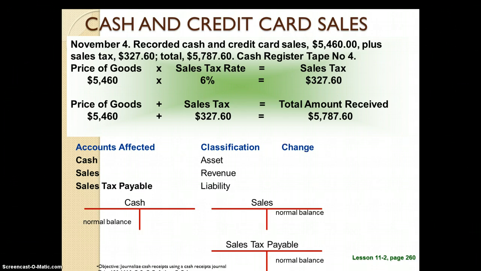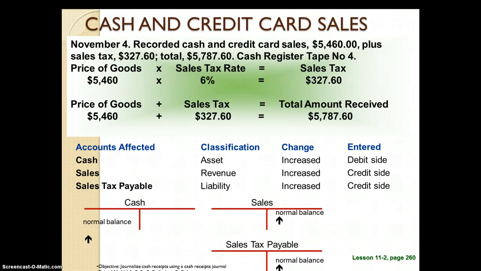So what is the change for each of these? Well, we received cash, so we must be increasing our cash. We made a sale, which means we brought in more revenue, so we must be increasing revenue. And now we have more money that we have to pay to the government, so we must be increasing our liability. And if you look on the whiteboard to your left, most likely there's a little chart up there that shows you how to increase and decrease each of these using a debit or credit. So we can click through these quickly, right? We know that we increase cash with a debit, we increase sales with a credit, and we increase sales tax payable with a credit.